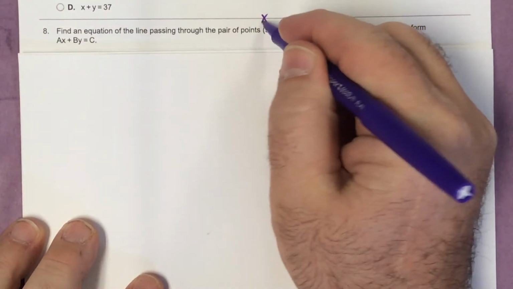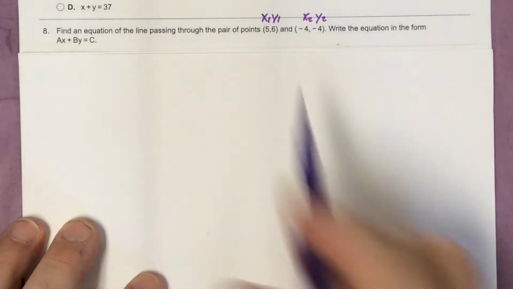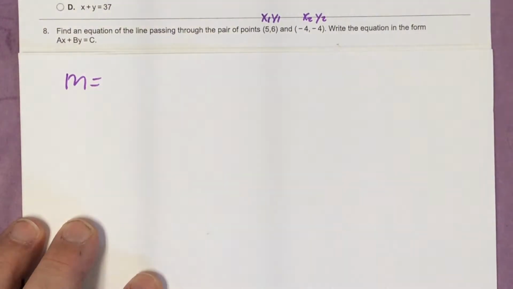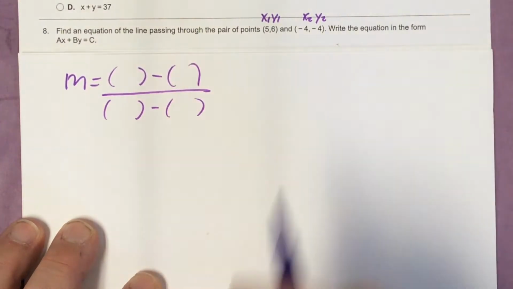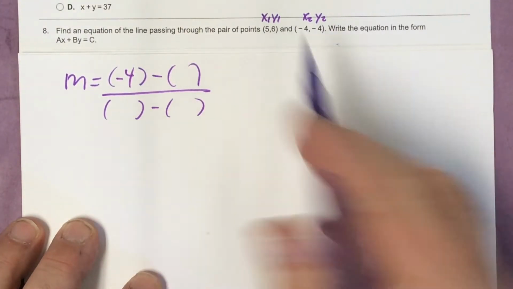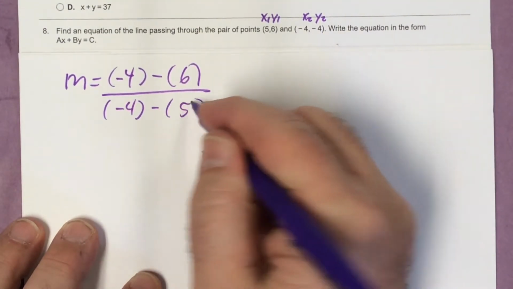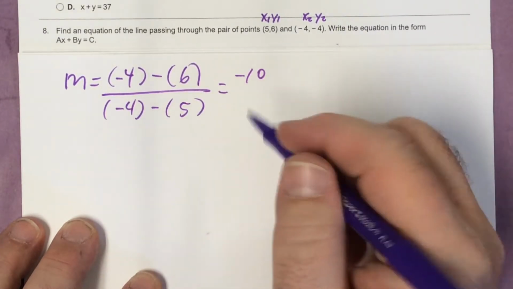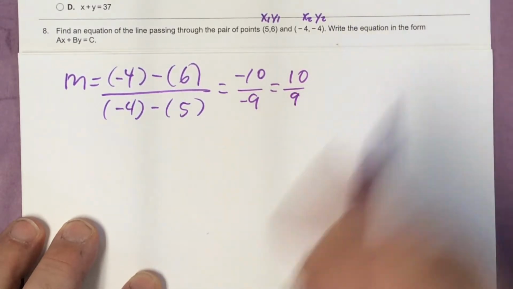We're going to go ahead and label these coordinates x1, y1, x2, y2. I'm going to find the slope of the line passing through these 2 points like I did the last time. I'm not going to bother writing the slope formula down again, but I am going to create the place to do the substitutions. So I know that y2 is negative 4, y1 is 6, x2 is negative 4, x1 is 5. So here we have negative 4 minus 6 is negative 10. Negative 4 minus 5 is going to be negative 9. That's going to give us a slope of 10 over 9.